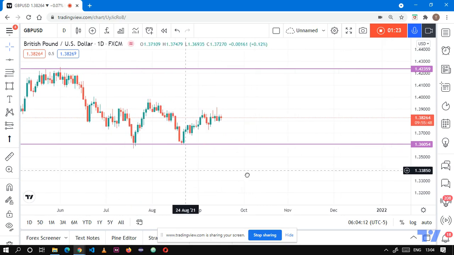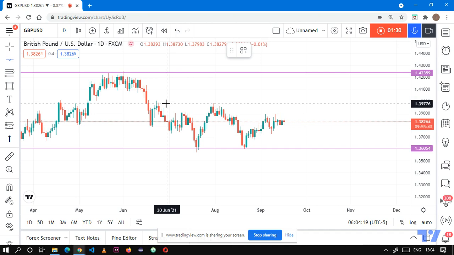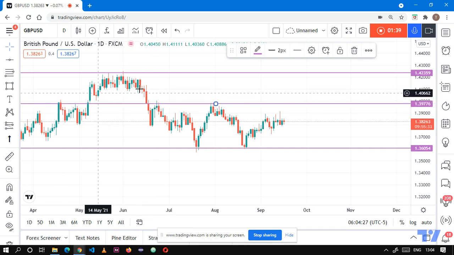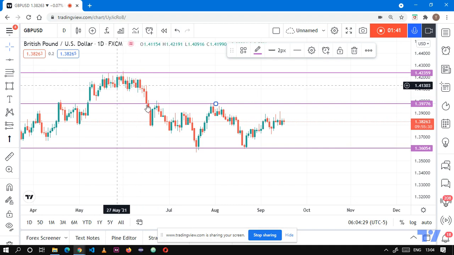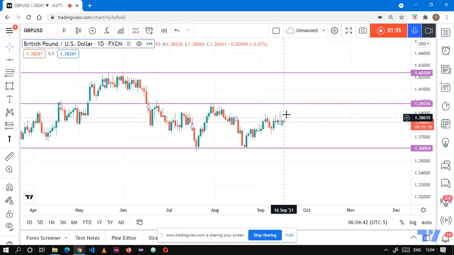Here we are. Another level that we have to be really careful of is this one. Price rejected here, broke into it, then broke above it, consolidated a bit, and then ranged. Then it came down, rejected here again, and then rejected here again. So that price is also quite significant.